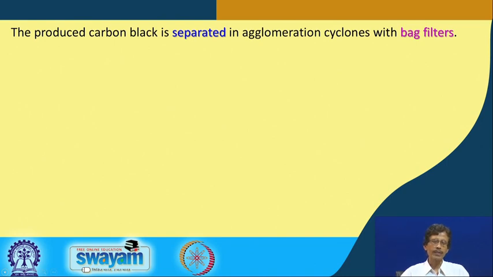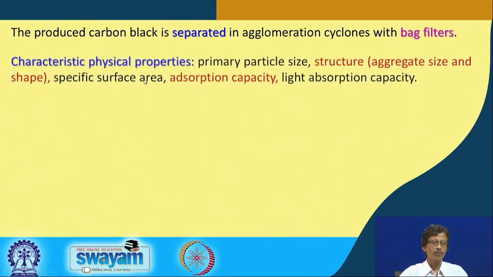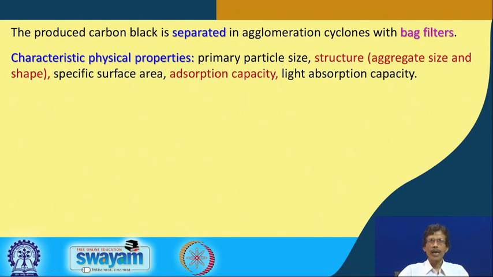So they are separated, that's why in agglomeration cyclones, this is a technical term, they call this agglomerated form with bag filters. The use of bag filters can be helpful to separate these carbon blacks nicely from there. So once we have these carbon blacks in our hand, we can then see what are the corresponding useful physical properties which are most useful when we characterize these different types of carbon black materials.